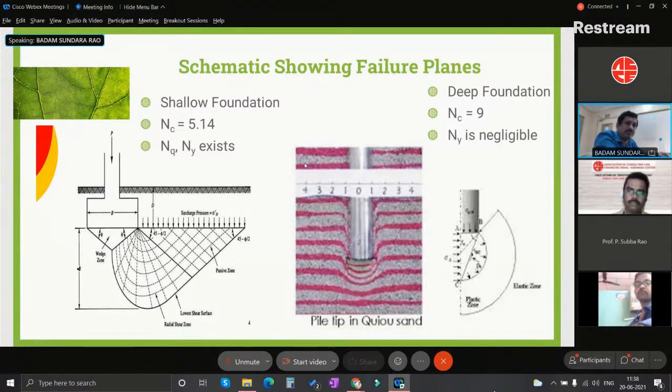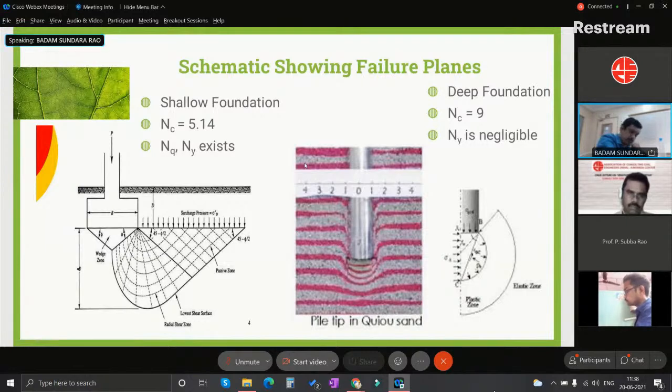One is an elastic zone, and the second one is a plastic zone. And the extent of the shear planes in a pile is much more compared to a shallow foundation. The contribution of the passive resistance along these shear planes is the criterion that was adopted by Meyerhof.